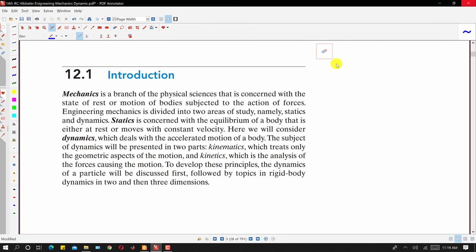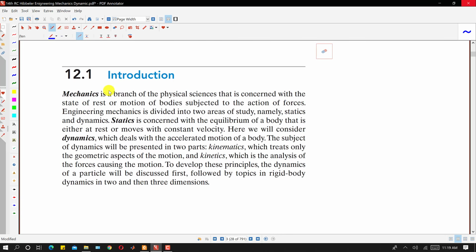Today in this lesson we are going to introduce engineering dynamics, and then we are going to study particle motion in a straight line, right? So first, what is mechanics? This is the Hibbeler dynamics book.